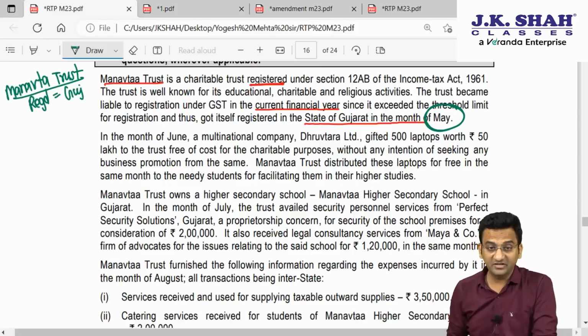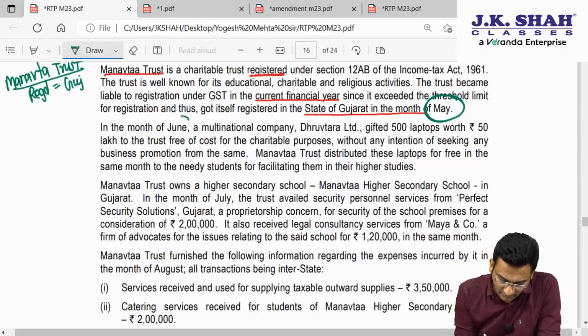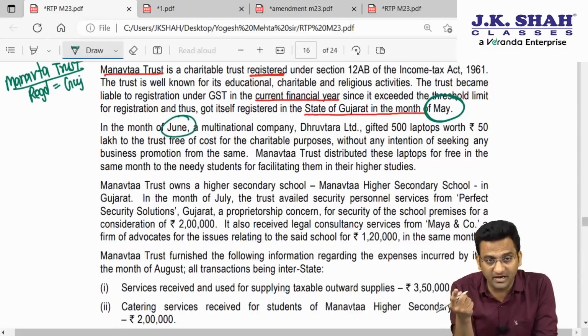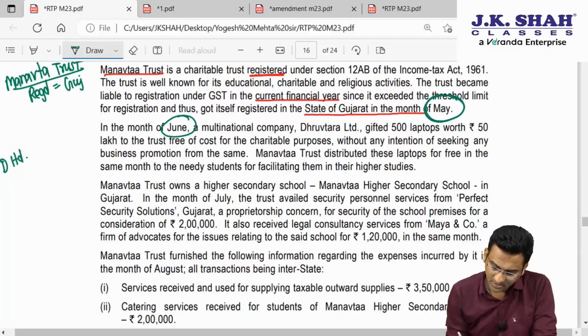Correct, friends? It is registered in the month of May. So this question is given. Then in the month of June, now it got registered in the month of May, and now the question says in the month of June, a multinational company, Dhruv Tara Limited, let's say D Limited, gifted 500 laptops worth rupees 50 lakh.